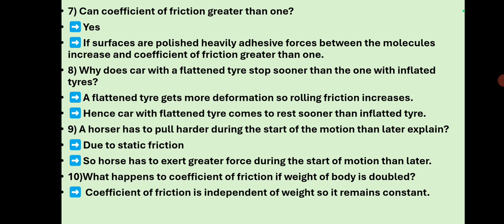A horse has to pull harder during the start of motion than later. Explain. This is due to static friction. Actually, in the beginning the horse has to face more static friction. And once it overcomes the static friction, it converts into kinetic friction. So the horse has to exert more force to overcome that static friction.